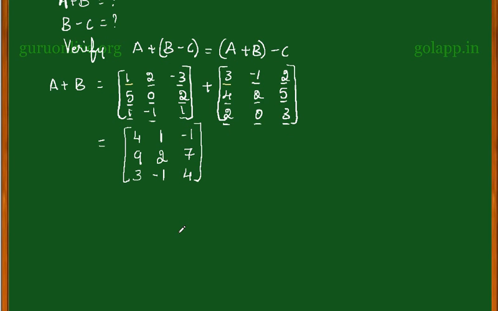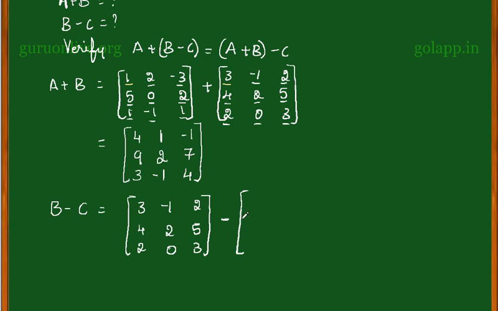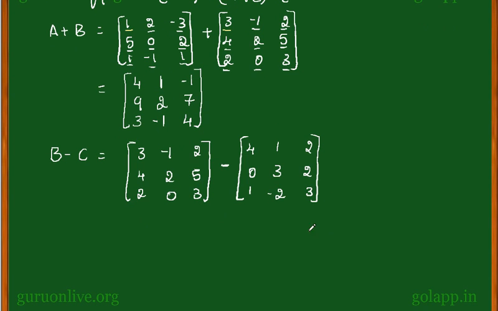Now we do B minus C. The matrix B is 3, 4, 2, minus 1, 2, 0, 2, 5, 3. We have to subtract C, where the matrix C is 4, 0, 1, 1, 3, minus 2, 2, 2, 3. So we have to subtract the matrices. Since both are 3×3 matrices, we can subtract the corresponding elements.